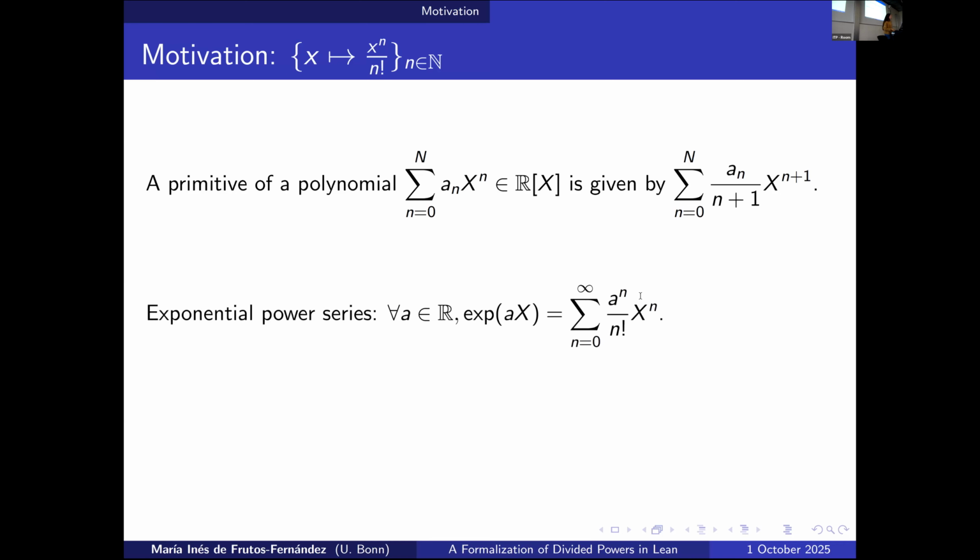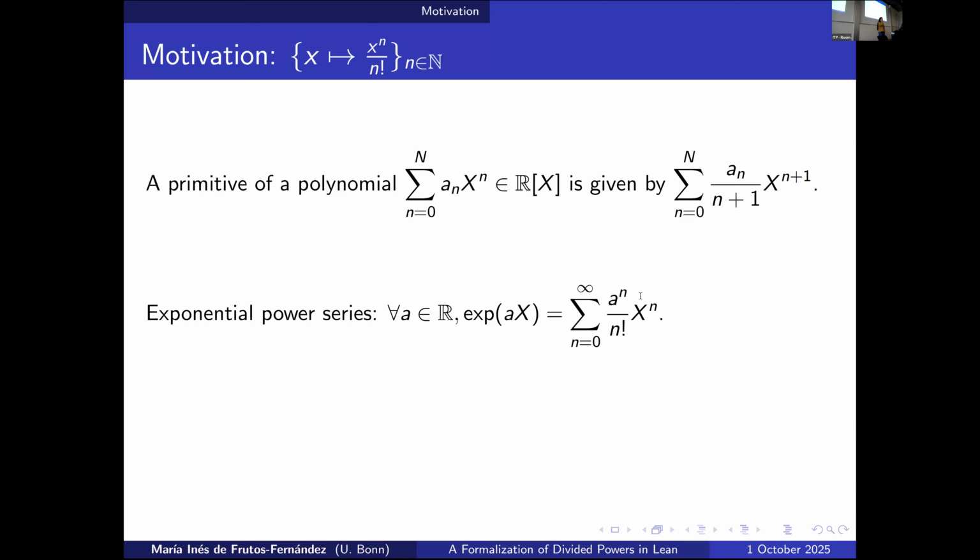There's a second example that's of a similar flavor, and this has to do with the exponential power series. So we know the exponential function e to the x. We can write this as the infinite sum of x to the n over n factorial. And in particular, if you take a real number a, and you substitute a times the variable x into this power series, you get the infinite sum of a to the n over n factorial times x to the n.